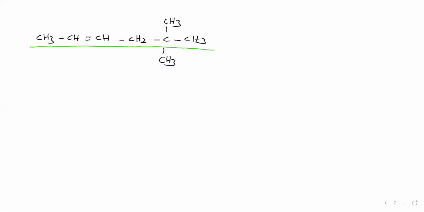Then how to give numbering? Numbering we must start from the left side, not from the right side, because the C=C double bond has to get the least position when compared to alkyl branches. Here if we give numbering from the right side, the methyl groups get position 2, but the C=C double bond will get a higher position.